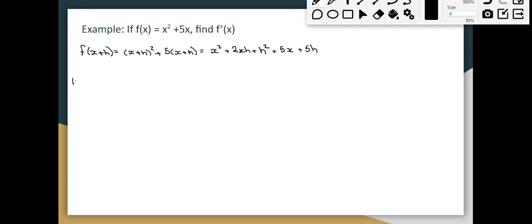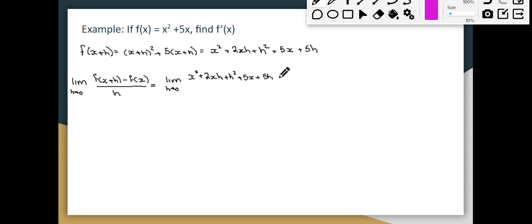So we're going to put this into our definition of a limit. Limit as h approaches 0. I'm just going to write out the basic definition of the derivative. Now we replace f of x plus h with what we found up here: x squared plus 2xh plus h squared plus 5x plus 5h. Yes, you will find that these get a little bit long, but they all simplify down nicely.